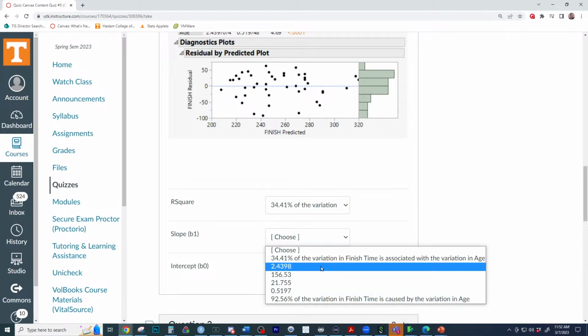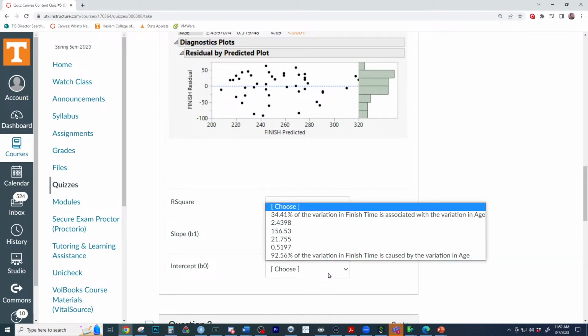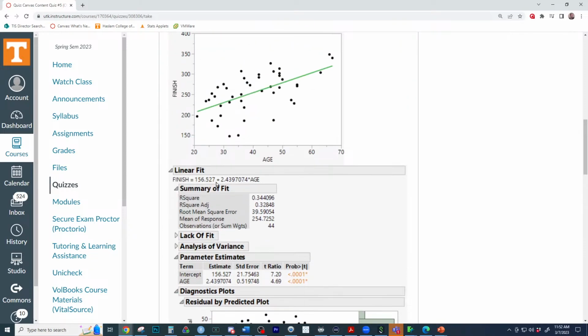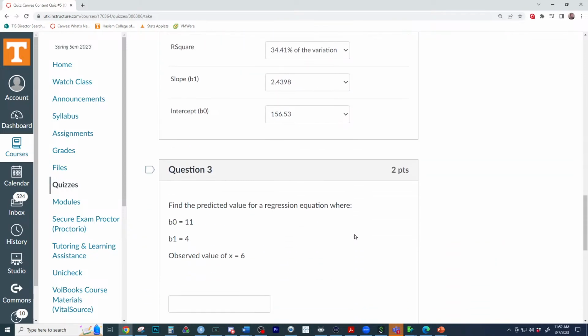The slope. So slope is going to be the 2.4 right there. And then the intercept was 156, right? Double check your values. Make sure you got the right ones. And you're good to go.